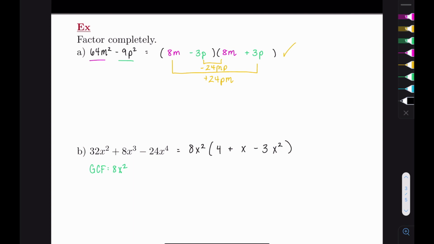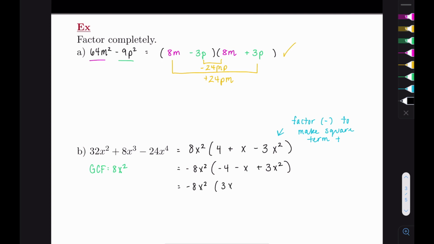And then from here, we have a trinomial that we have to factor. The problem is my x squared term is at the end and it's negative. So what I'm going to do is I'm going to also take out a minus sign to make the squared term positive. So what that does is it really changes every single sign. So it would be -4, -x, and positive 3x squared. And then I'm just going to rearrange this to put it into the order we're used to. The 3x squared first, the -x in the middle, and then the -4 at the end.